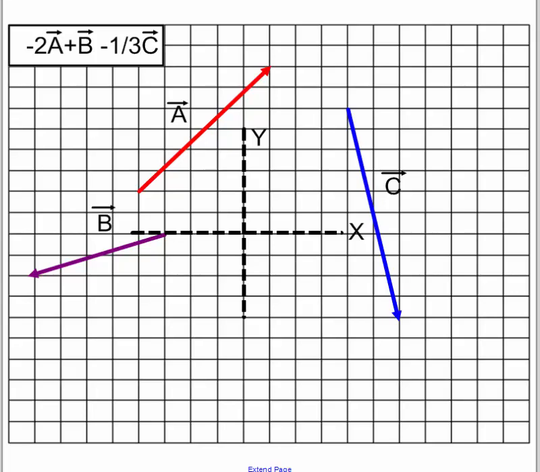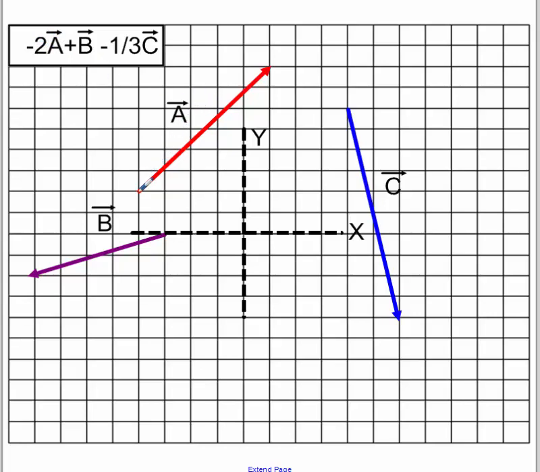This is Dr. Holt. In this video I want to discuss how to add vectors graphically using only components, and then I want to talk about how I can actually find what the resulting angle would be and what the overall magnitude would be.